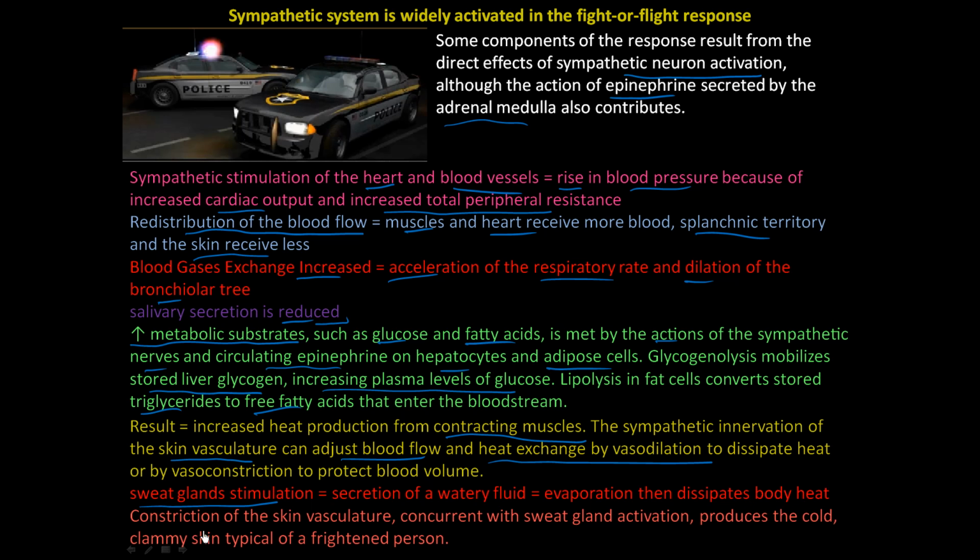The constriction of the skin vasculature concurrent with sweat gland activation produces the cold, clammy skin typical of a frightened person. People that undergo shock have cold and clammy skin, and that's because they are undergoing a massive sympathetic system excitatory response.